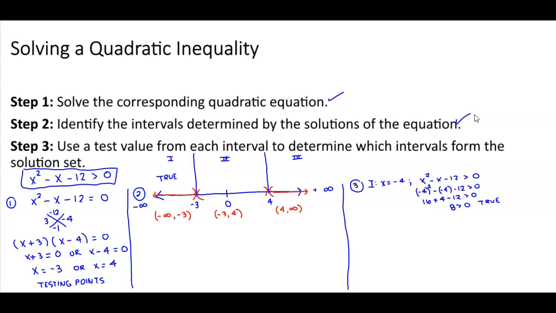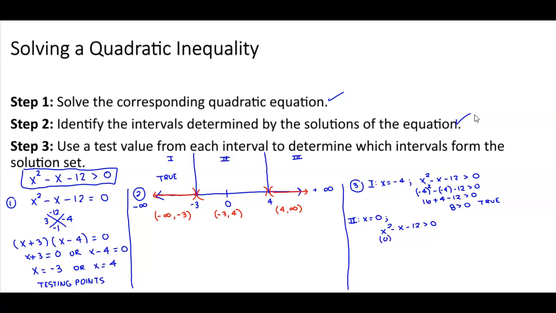Okay, now let's take a look at region number 2. For region number 2, we're going to pick a value in that region. The easiest one that we can pick is 0, so let's go ahead and put 0 in there. And then we're going to use the same inequality. So we have x squared minus x minus 12, and we want to see if it's greater than 0.